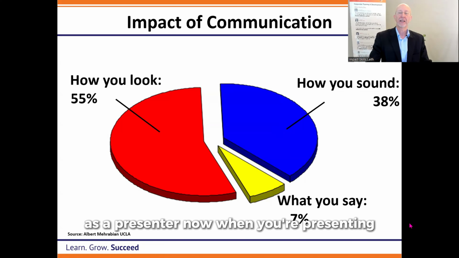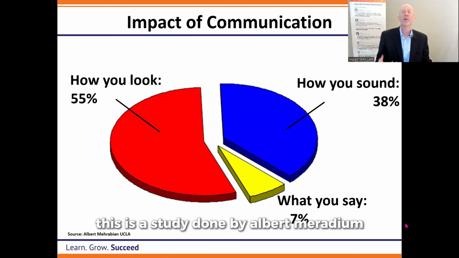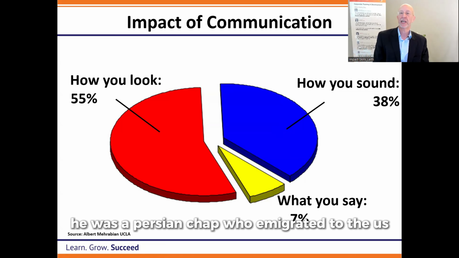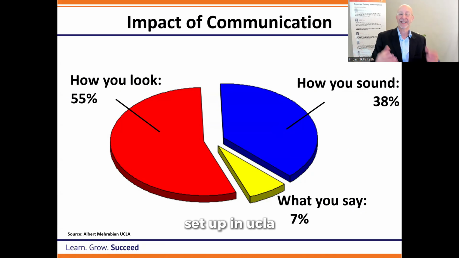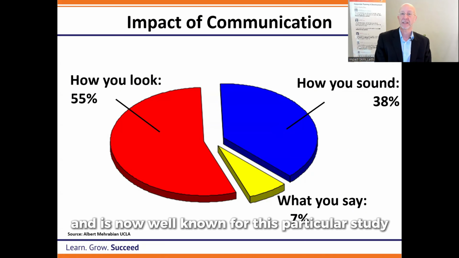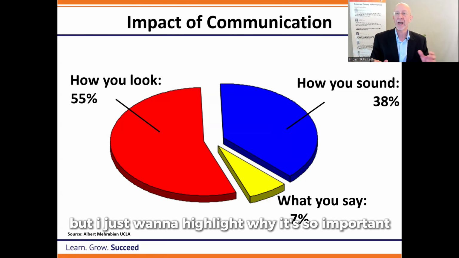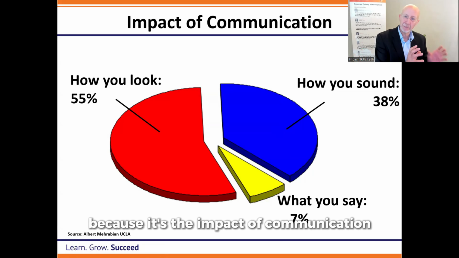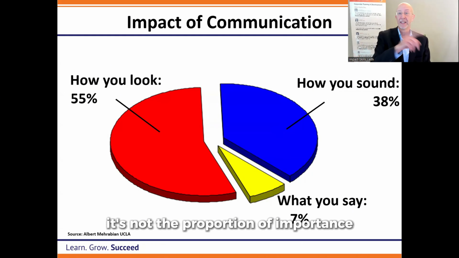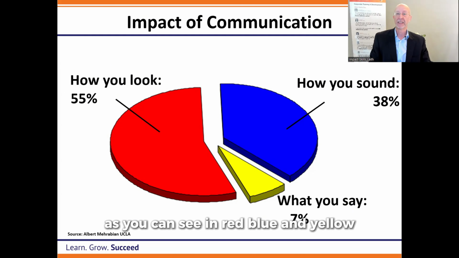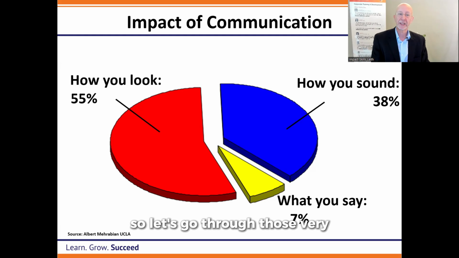Now, when you're presenting, this is a study done by Albert Mehrabian. He was a Persian chap who emigrated to the US, set up in UCLA, and is now well known for this particular study. And this study is overused. But I just want to highlight why it's so important, because it's the impact of communication. It's not the proportion of importance, as you can see in red, blue, and yellow. So let's go through those very, very quickly.